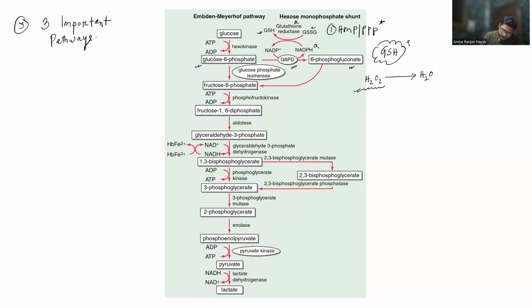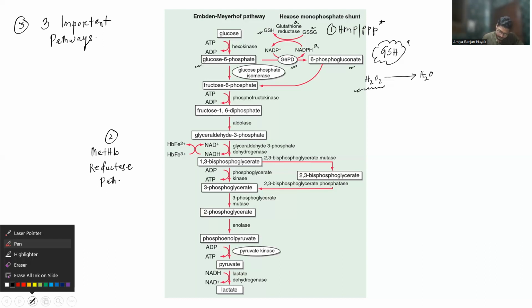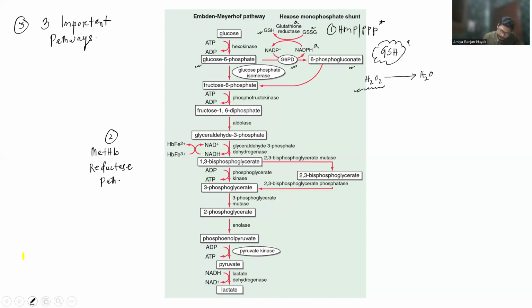What is the second pathway? The second pathway is the methemoglobin reductase pathway. Now, what is the significance of this pathway? What do you understand by methemoglobin?